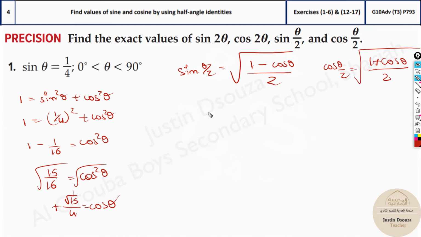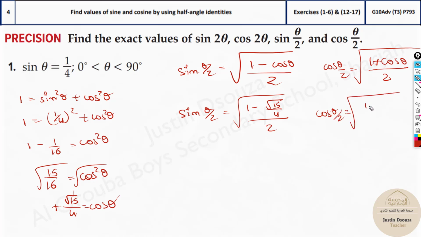Now all you do is substitute the values. Sine theta by 2 will be root of 1 minus, what is cos theta? It is square root 15 divided by 4, the whole thing divided by 2. Whereas cos theta by 2 will be square root of 1 plus root 15 divided by 4, the whole thing by 2. So we have sine theta by 2 equals, put it in the calculator, you will get the answer, and cos theta by 2 equals this thing.